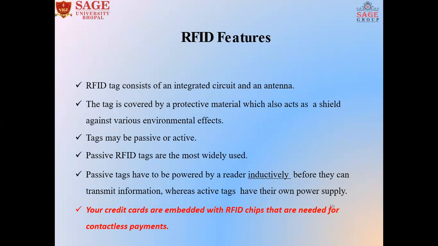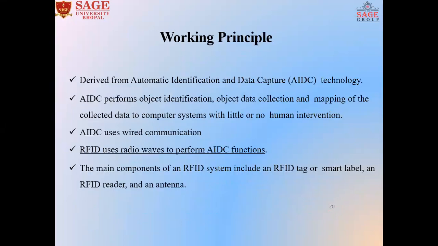There are two types of tags: active and passive. Passive tags are widely used. Passive tags have to be powered by a reader inductively before they can transmit information, whereas active tags have their own power supply. This is the biggest difference between passive tags and active tags. Hence, passive tags are more popular. Credit cards are embedded with RFID chips that are needed for contactless payment.